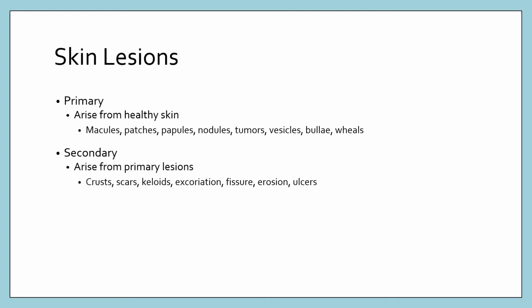Then secondary skin lesions are things that arise from a primary lesion. So you can have crusts, scars, keloids, excoriation, fissures, erosion, and ulcers. These don't occur spontaneously. Generally, they arise for a reason.